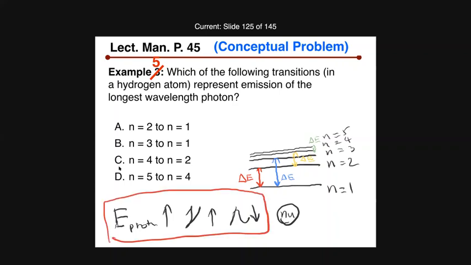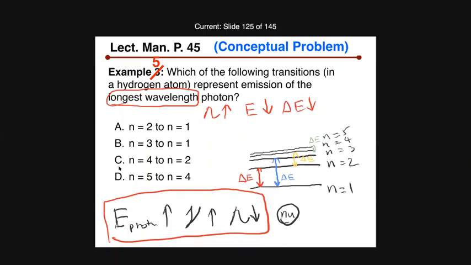We are looking for the longest wavelength, which means it is going to be inversely proportional to the energy, and therefore to the energy gap as well, because the photon energy and the energy gap the electron travels are pretty much the same. So if you want the longest wavelength, you have to find the energy gap that is the smallest.